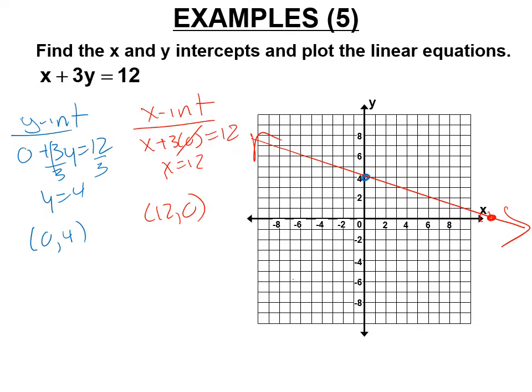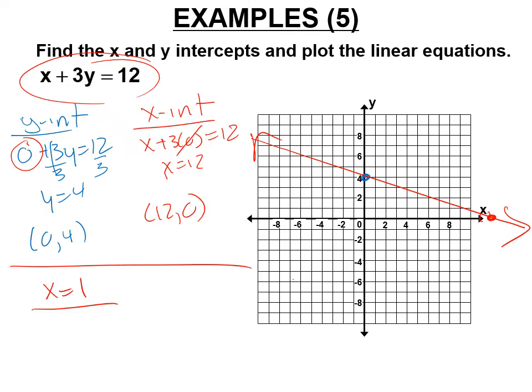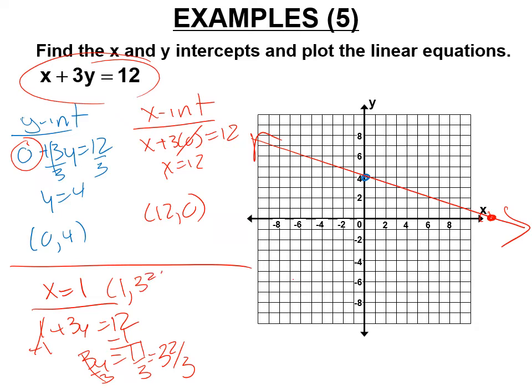Now, I want you to understand. Say I could do find x equals 1 instead of what I just did. Instead of saying x equals 0, I could do x equals 1 and go 1 plus 3y equals 12. Subtract 1 from both sides. 3y equals 11. Divide both sides by 3. Y equals 11 thirds, which is 3 and 2/3. And I could plot the point 1, 3 and 2/3.